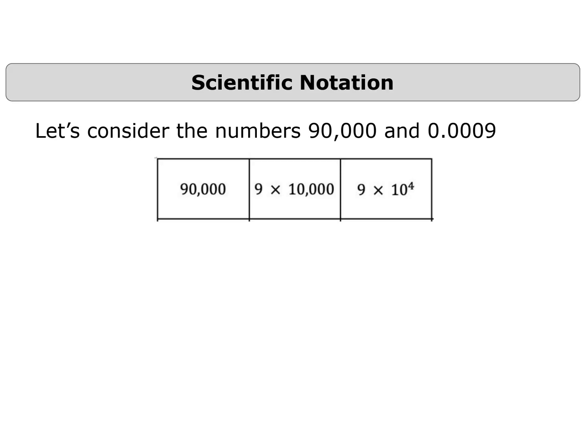Let's consider the two numbers 90,000 and 0.0009. First, let's look at 90,000. Another way that we could write 90,000 is 9 times 10,000, and then the 10,000 could be written as 10 to the fourth. So we could have 9 times 10 to the fourth power. Thus, another way to write 90,000 is 9 times 10 to the fourth power.